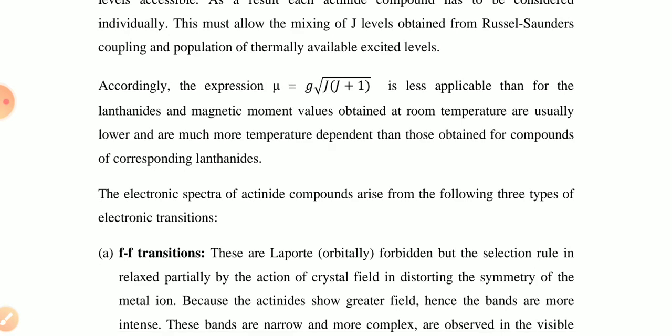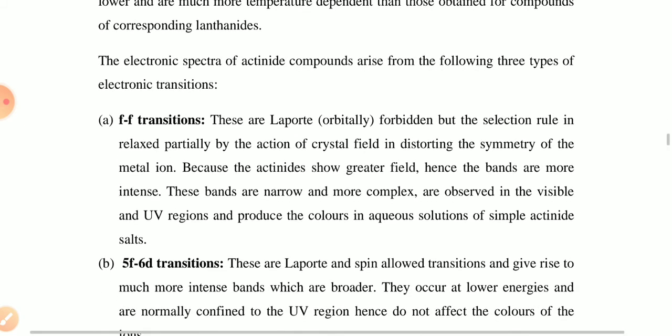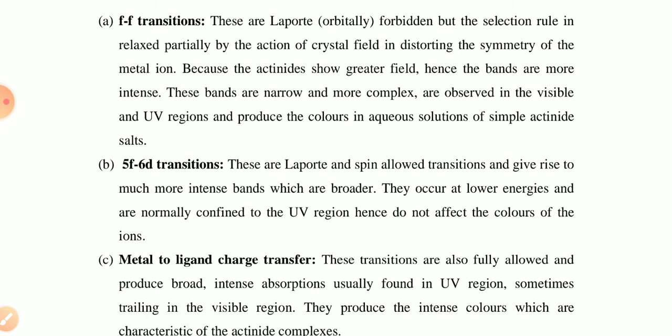Like d-d transitions, the actinides have f-f transitions, and this kind of transition is Laporte forbidden, but the selection rule is relaxed partially by the action of crystal field splitting. They can also show 5f to 6d transitions, and these transitions are Laporte and spin allowed, giving rise to a much more intense and broad band.